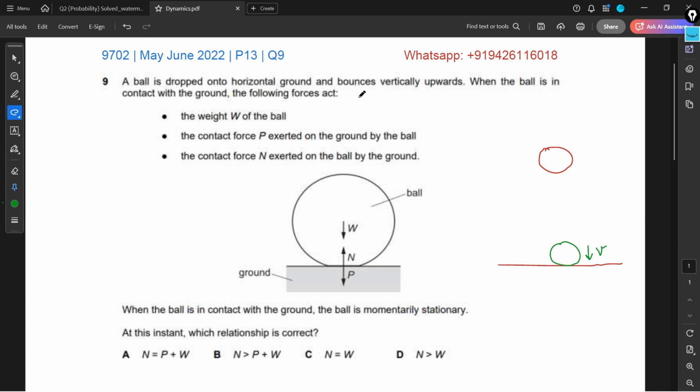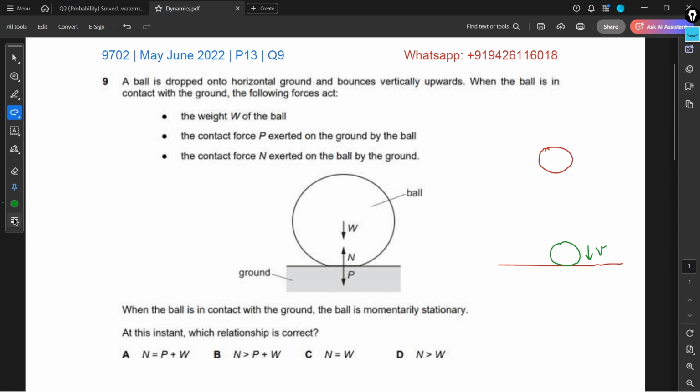Now because in the question they have mentioned that it's going to bounce vertically upwards, and they have not mentioned if there is any kind of energy lost in the system, we can just assume that because it's going to bounce upwards, it's going to change its speed, or I should say the direction of the speed, from downwards to upwards. Only then can it go in the upward direction.